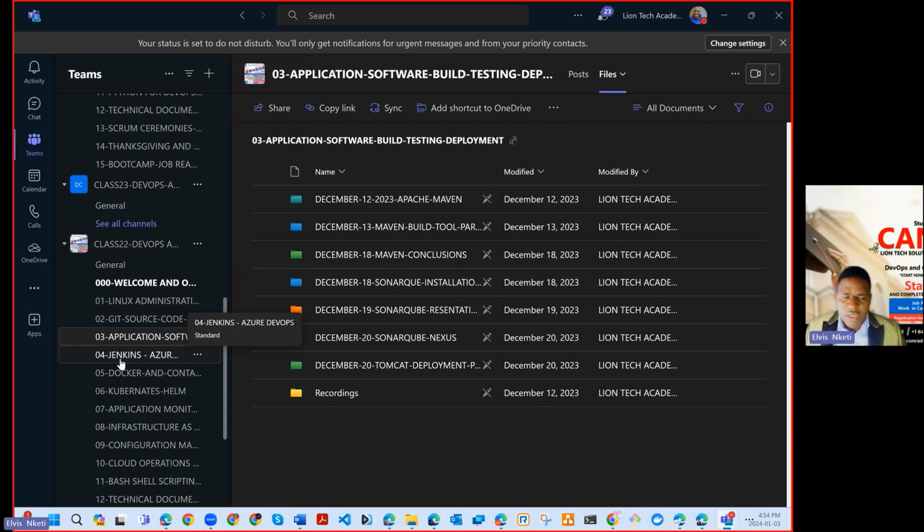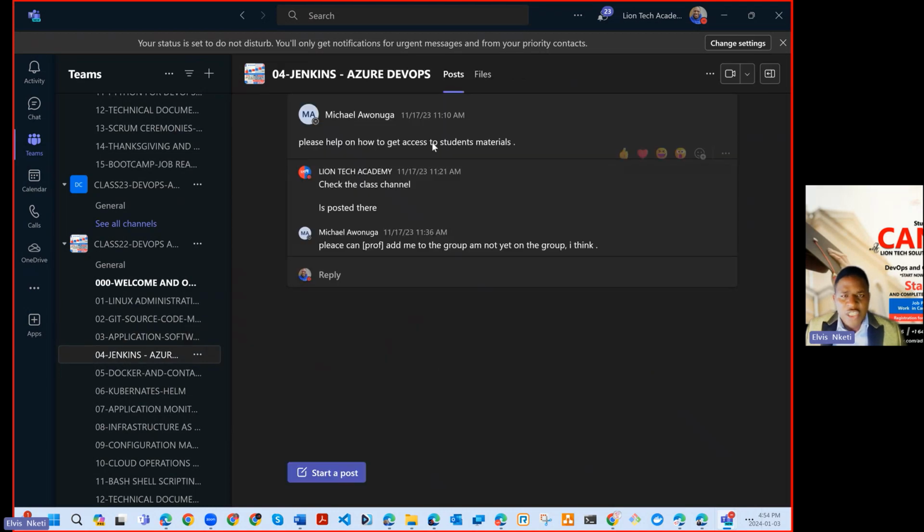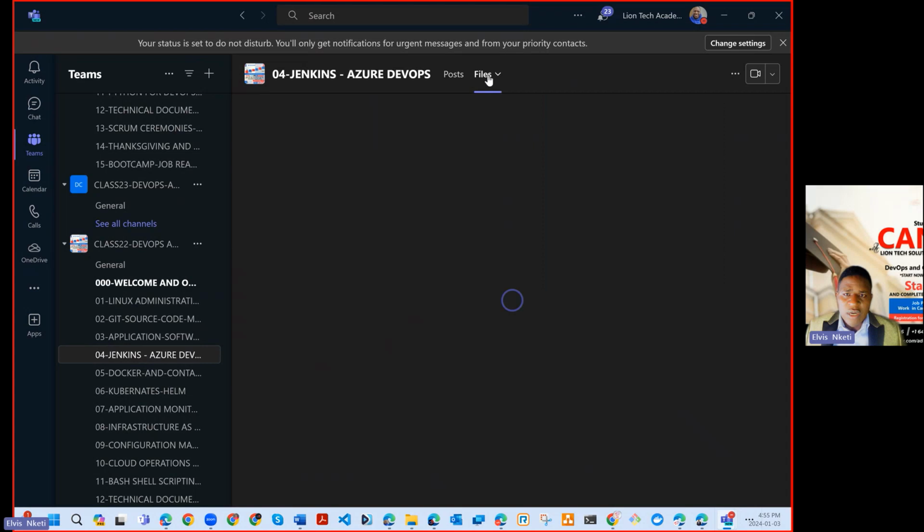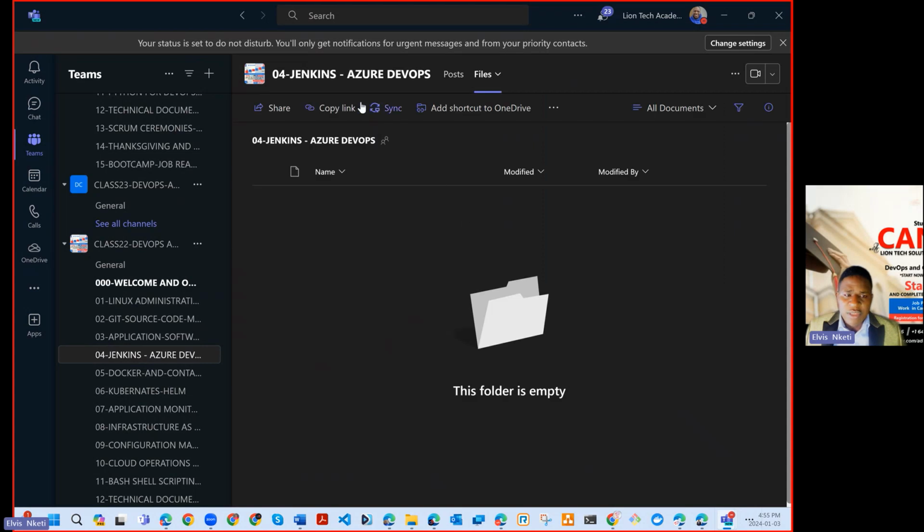When we're done with that, we move to the concept of application automation. That is covered under what we call CI/CD. CI/CD stands for continuous integration and continuous deployment. So again, in here you won't see any files because we are here to start this one. We have not gotten into that yet.